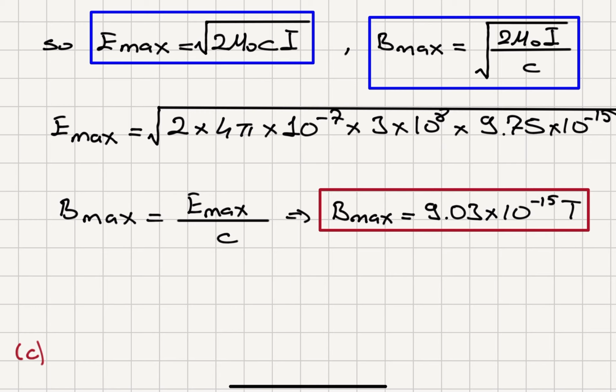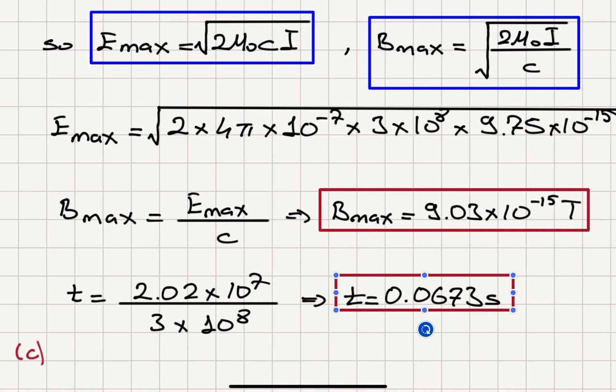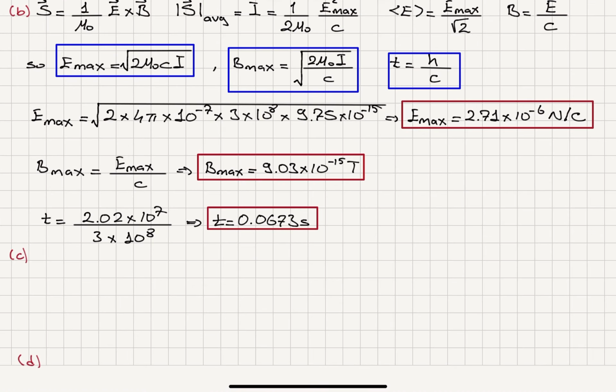And as for the travel time for the signal, t is equal to h over c. The altitude we have calculated in part A to be 2.02 times 10 to the 7 meters. The speed of light is 3 times 10 to the 8 meters per second. And the travel time is then 0.0673 seconds. That answers part B.